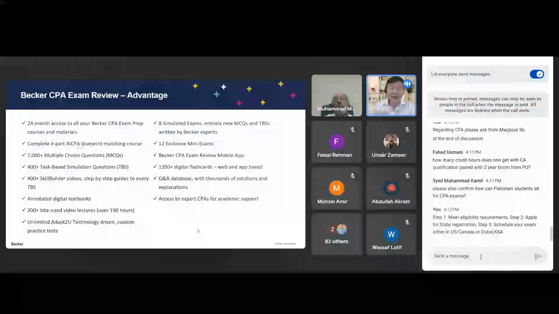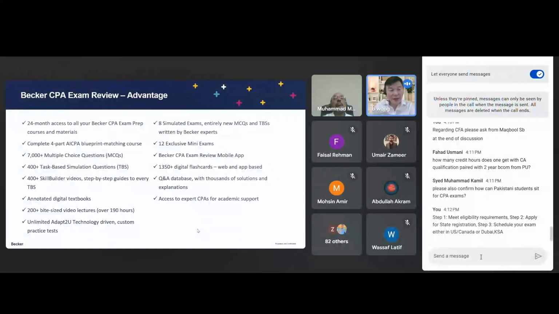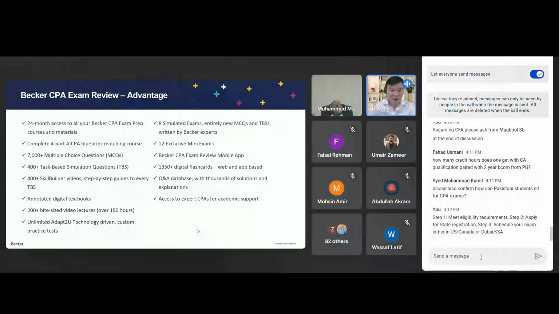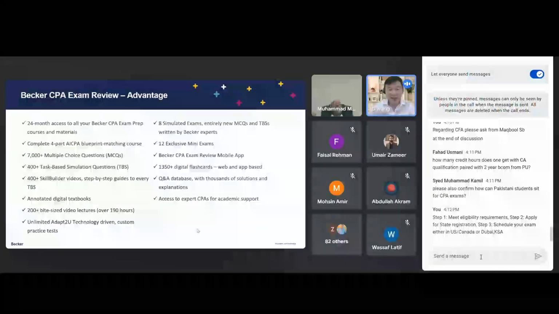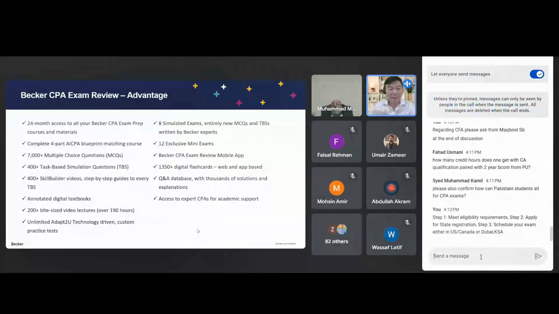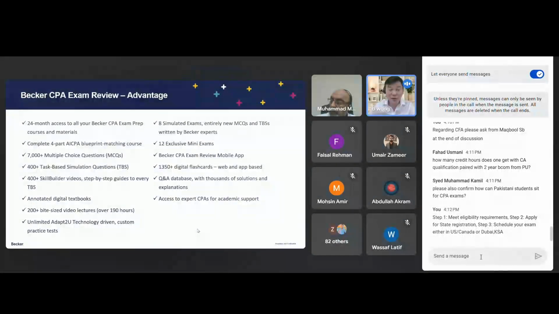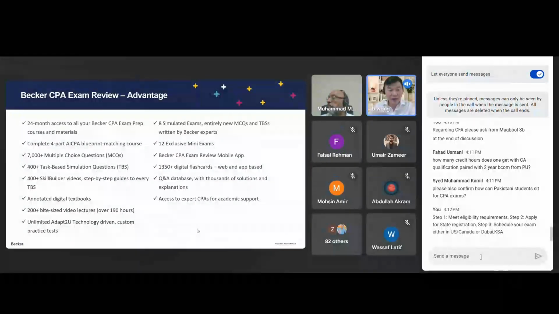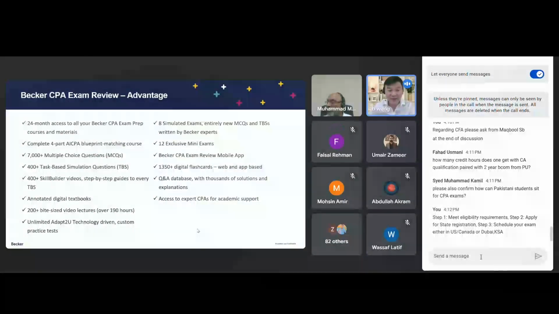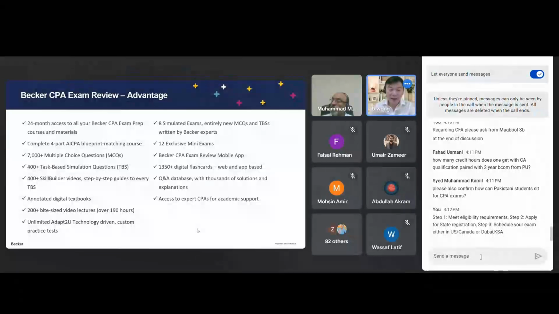Okay, so here are the two packages that we offer, right? The first package, which is the most basic package, is the Advantage package. It comes with 24 months access to all the courseware and materials. It has over 7,000 multiple choice questions, over 400 task-based simulation questions. Like I said, each of the task-based simulation questions comes with a skill builder video, and it has annotated digital textbooks and over 190 hours of videos.